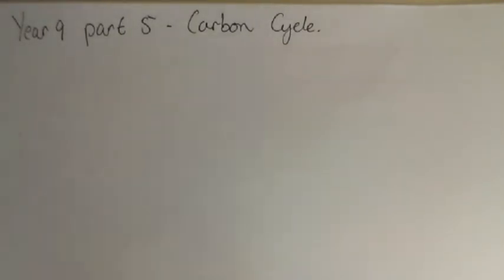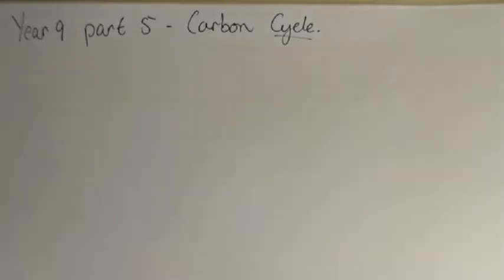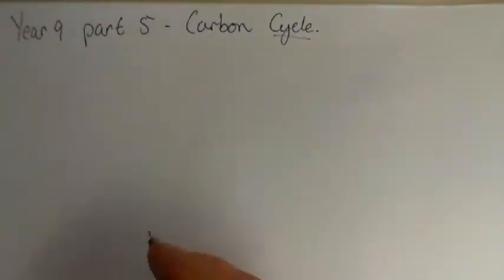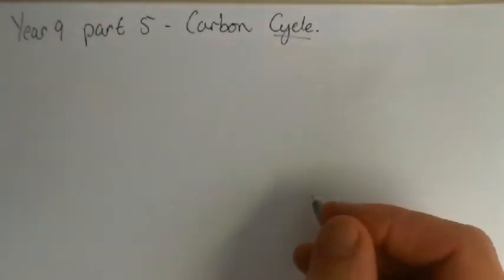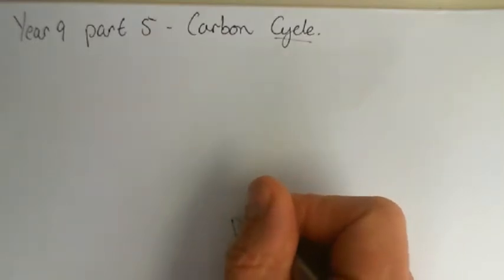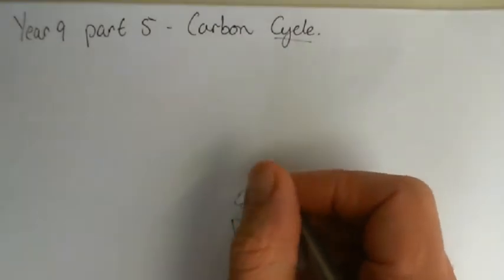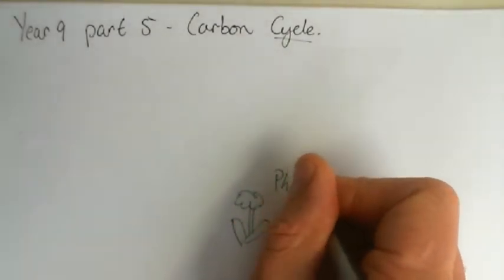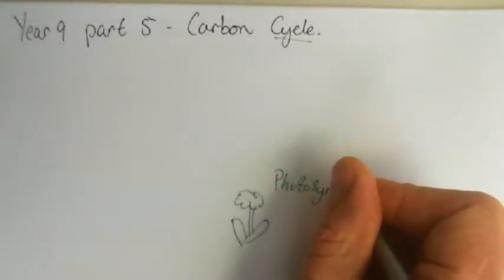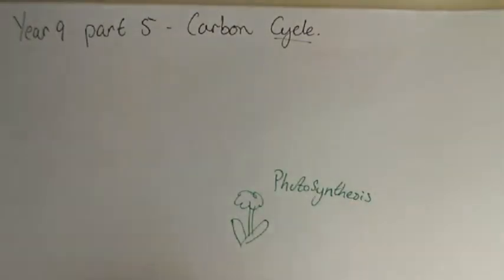And we come into something known as a cycle, where there are ways for it to go into it and ways for it to go out of it, so let's have a look. Let's start off with green plants, because they're probably the most important thing. So if we've got some green plants, what they do is something called photosynthesis, and what that does is take in carbon dioxide.